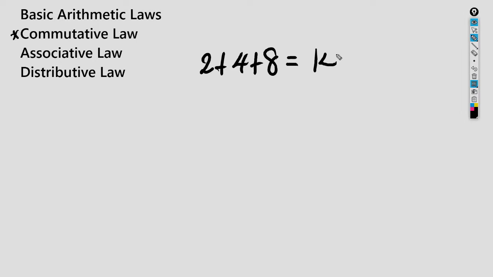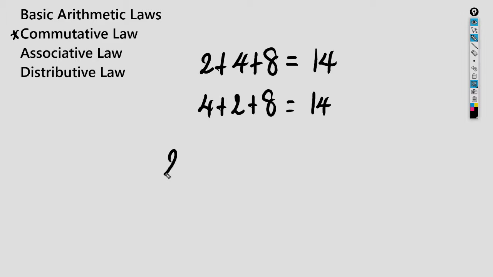So the commutative law, let's look at the first one. The commutative law handles the order of operations, okay? So let's just look at an example here. Let's say you have 2 plus 4 plus 8, right? 2 plus 4 plus 8 would give you 14, right? Now, let's say we switch the 4 and the 2, the order. 4 plus 2 plus 8, it still gives you 14, okay?